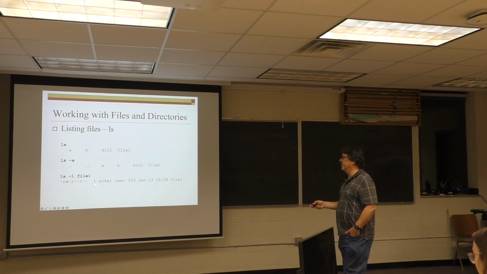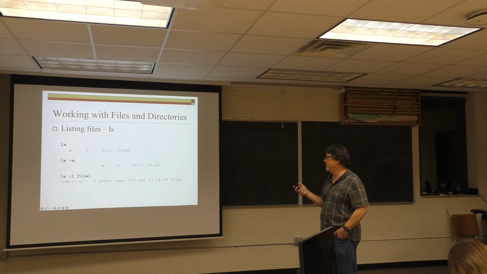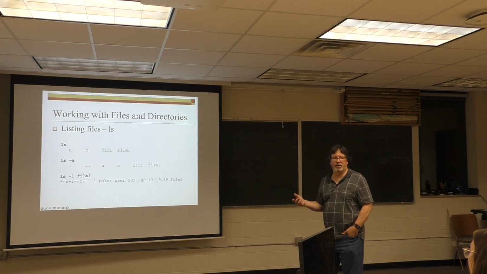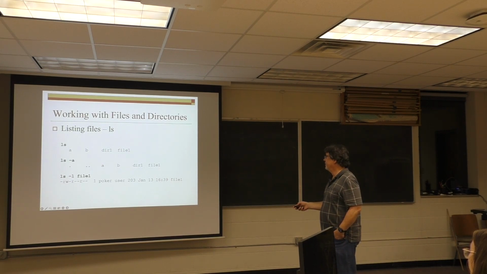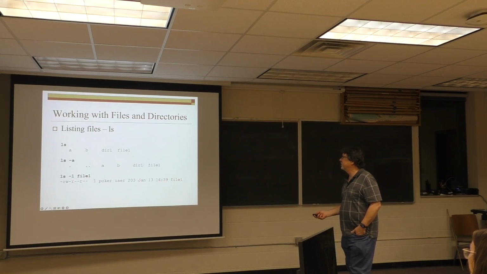This has to do with how many links to the file there are. I'm not going to worry about that right now. The username, that's me, I own it. The group ownership of the file, so that file is owned by the group user, so anybody who's a member of the group user would be able to read it. The size of the file, which is 203 bytes in this case, it could be kilobytes or gigabytes or whatever. The date and time that it was last modified, and then the name itself. So that's what that stuff is in the long listing.